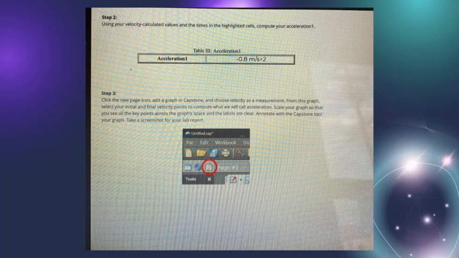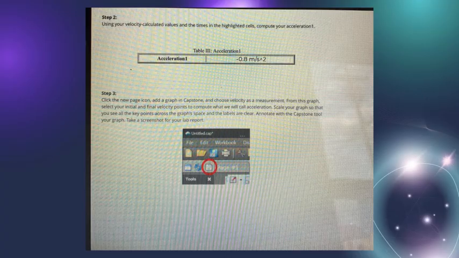Our step 2 was using our velocity calculated values and the times in the highlighted cells in order to get our acceleration number 1. For example, right here in our acceleration number 1, as we used previously in our numbers, we ended up calculating a negative 0.8 meters per second squared.